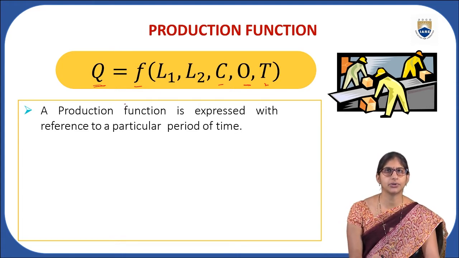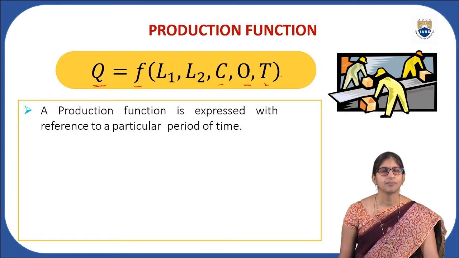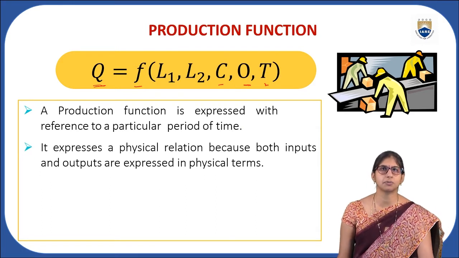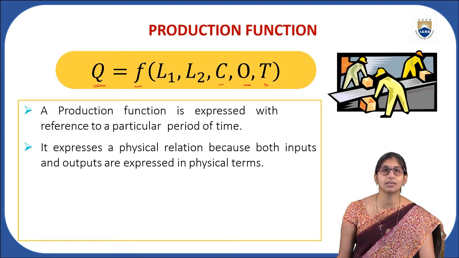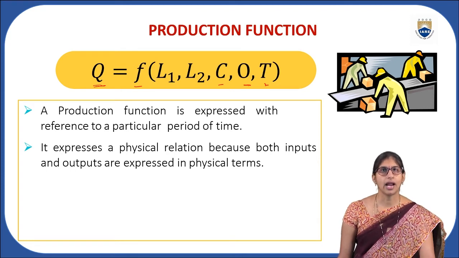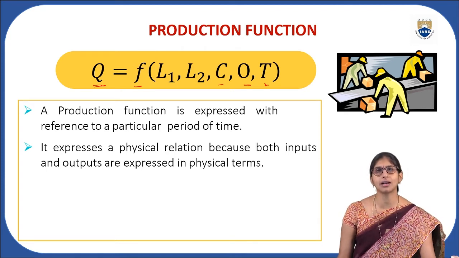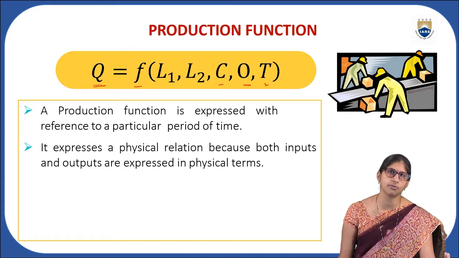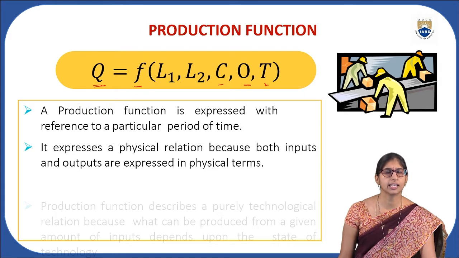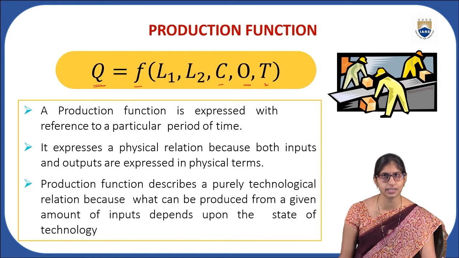So Q is equal to f of L1, L2, C, O, T: land, labor, capital, organization, and technology. Here this production function is expressed with reference to some time duration, and it also expresses the physical relationship between both the inputs as well as outputs, because both are expressed in physical terms.